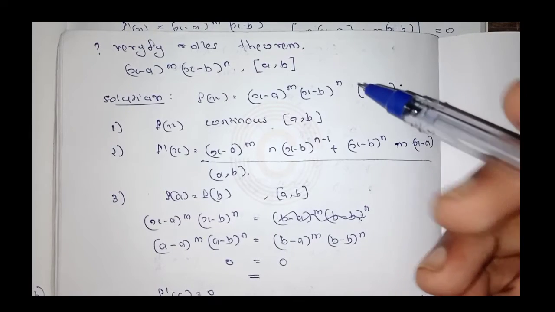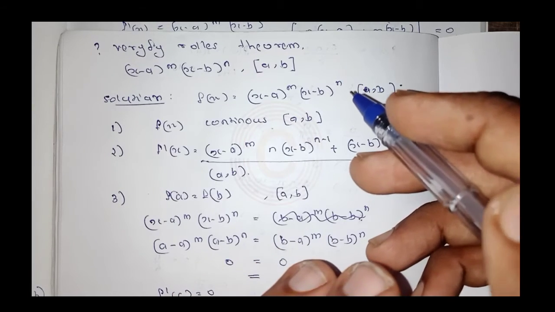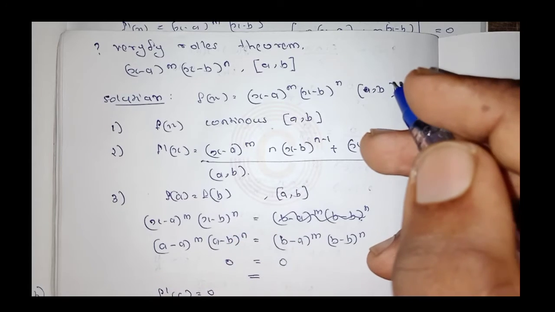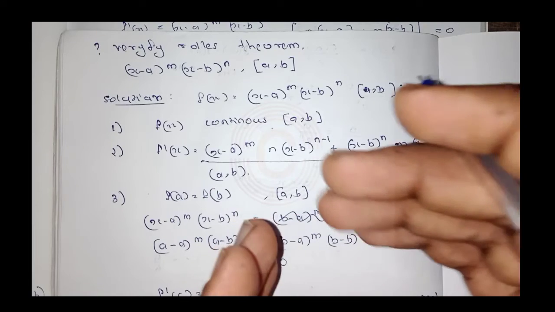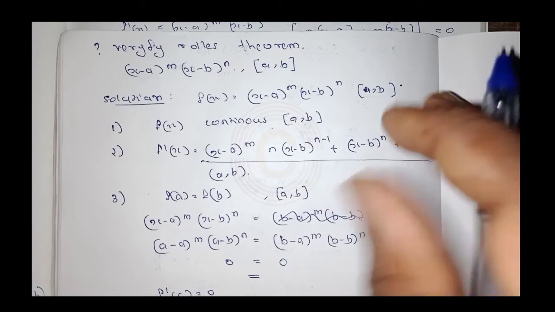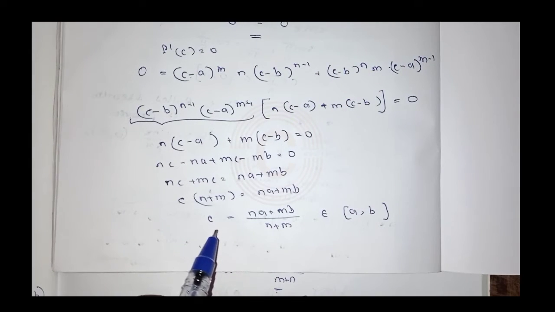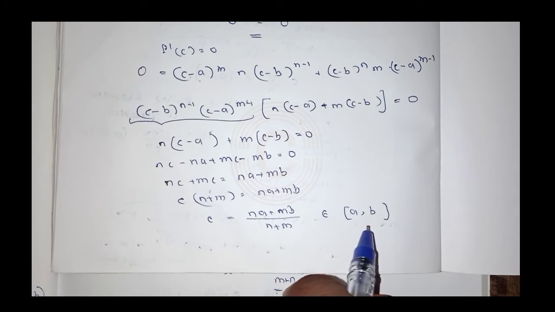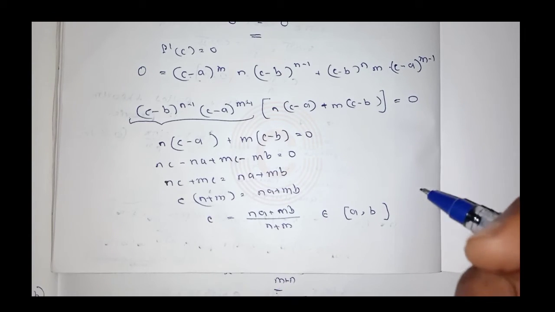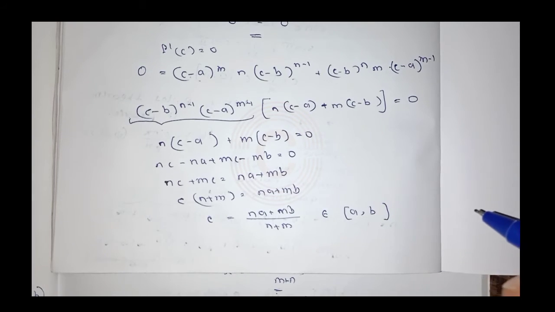Note here that the given question is based on Rolle's theorem, and it is a theoretical one. That is, a comma b is also a variable, that is, it can contain any numerical values. So this question is done by a theoretical concept, that is, finally we get a constant point c equal to na plus mb divided by n plus m. So finally we conclude that this point belongs to a comma b. By taking some example values for a and b, we can prove this under the condition of Rolle's theorem.